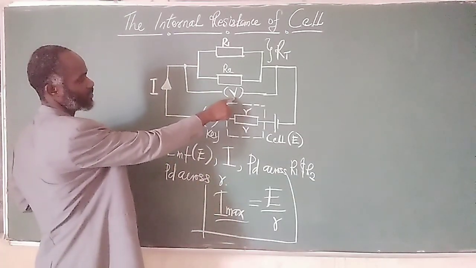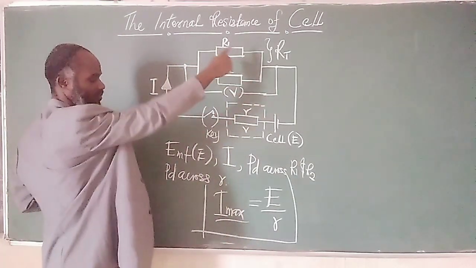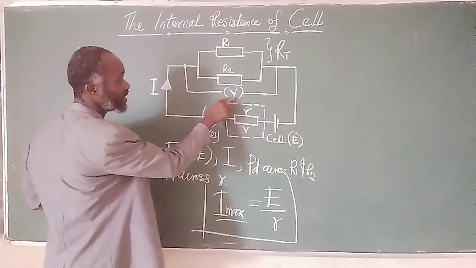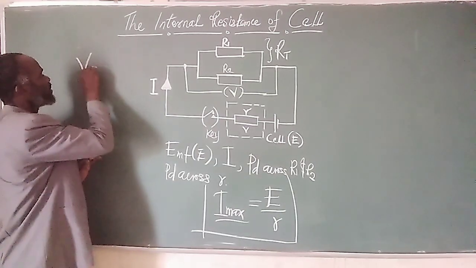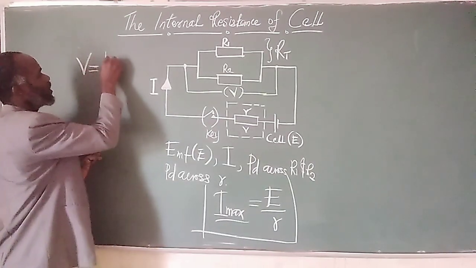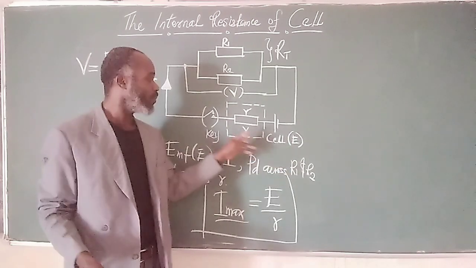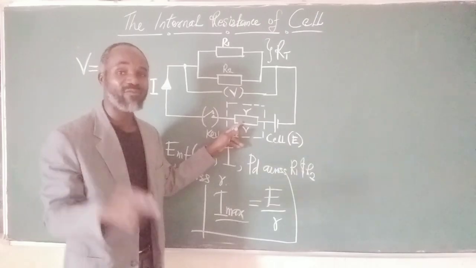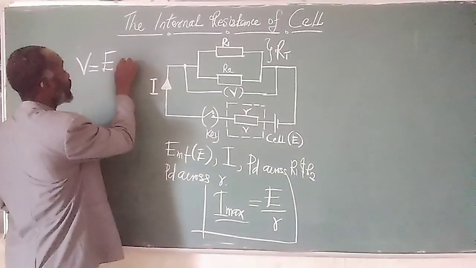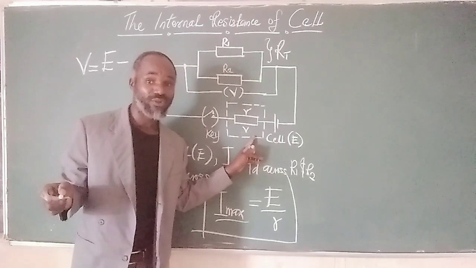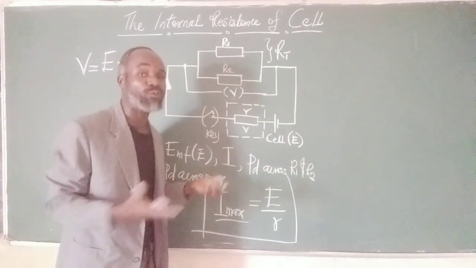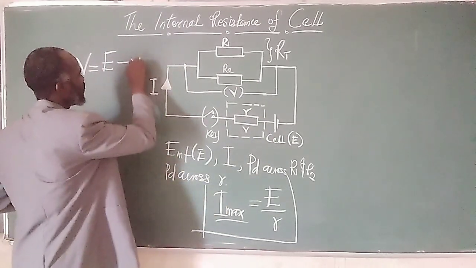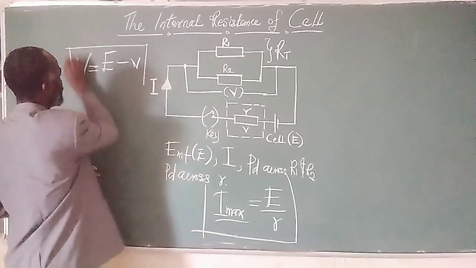Look at this. The potential drop across the external circuits is the next thing we are going to take into consideration. So if we want to find this, it should be V is equal to E, that is the energy from the cell, minus the potential drop across the internal resistance, because that is what affects the efficiency of the cell. So minus the potential drop across the internal resistance. Take note of this, very, very important.